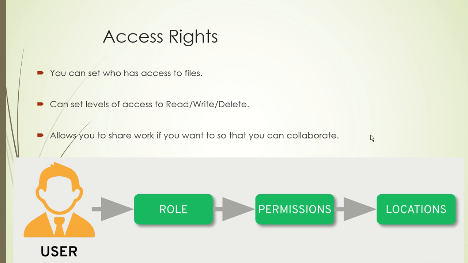Access rights. So you can set who's got access to files. This is particularly important if you want to share them with people. So you can set the levels of access to be read, read and write, or read, write and delete. Access rights allows you to share your work so that if you want to, you can collaborate with other people, which is really useful. You might want to share a file with somebody and just want them to read it, so you just set it to read. If you want them to be able to edit the document, then you'd set it to read and write.